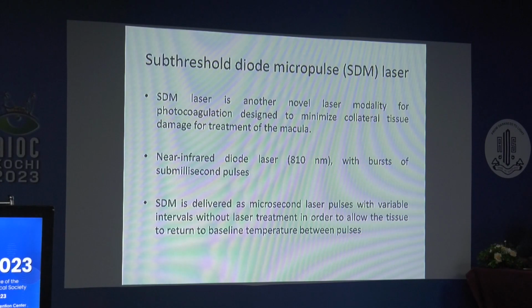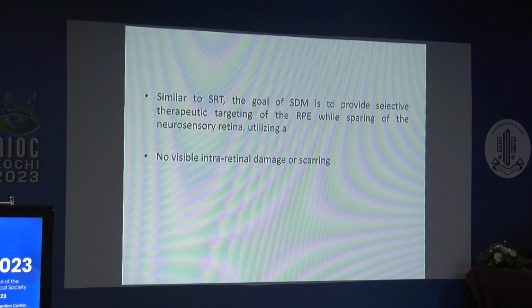The other is the sub-threshold diode micropulse laser. Dr. Ajay Arora uses it frequently. I have not used it, I don't have it. It is another novel technique which causes very little collateral damage because the near infrared diode laser is confined to the RPE layers, and there are microsecond laser pulses that do not cause any collateral damage and help in management of DME. So both these techniques are very similar. They have a very selective role. There is no visible scarring or intraretinal damage there.